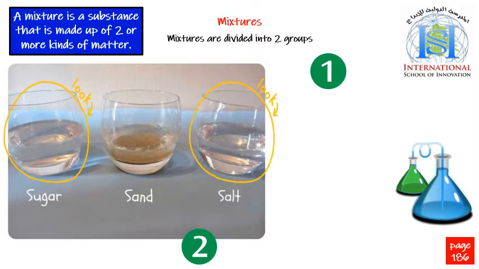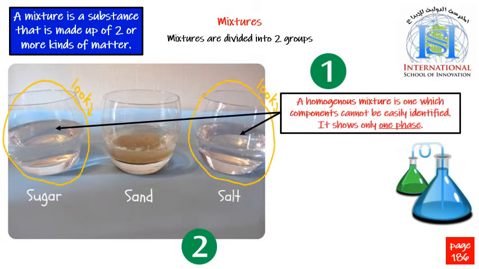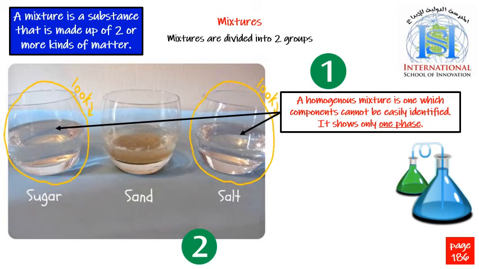Can you see the sugar particles in the mixture? Can you see the salt particles in the mixture? No, good job. So how many phases or levels or colors does this mixture show? Take a look. In the first cup, in the third cup, how many colors is there? How many phases is there? One, good job. So these two mixtures are called homogeneous mixtures since they show only one phase. A homogeneous mixture shows one phase, one color only.